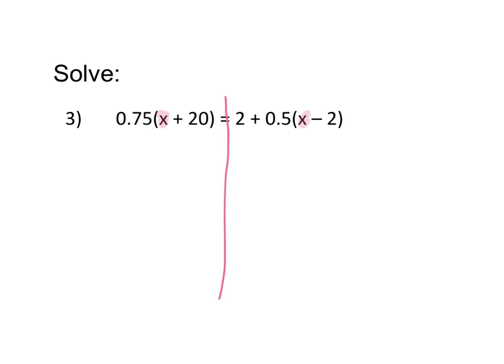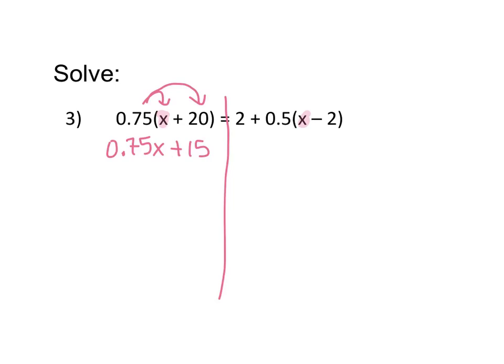On question 3, our first step is going to be to distribute, which means our 0.75 will be multiplied with the x, giving us 0.75x. And then we're also going to multiply that 0.75 with the 20, and that gives us a 15. And you can use your calculator to assist.